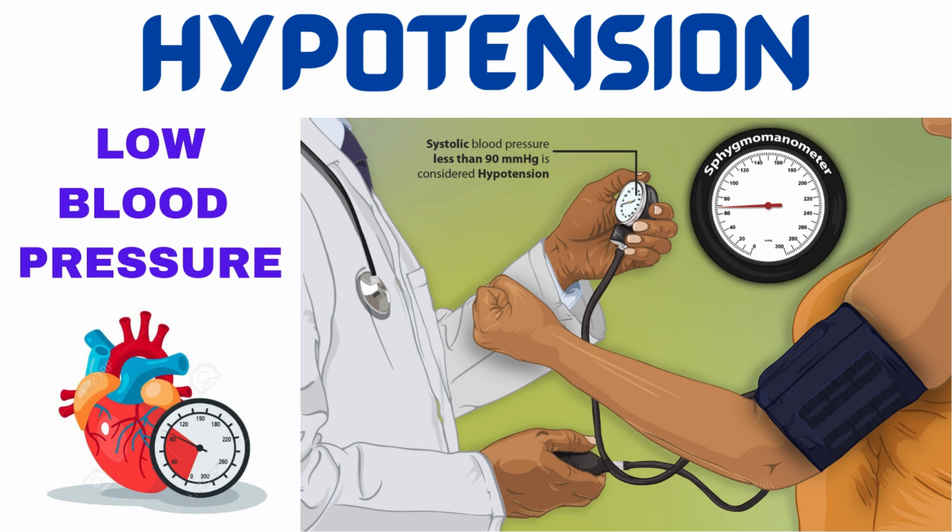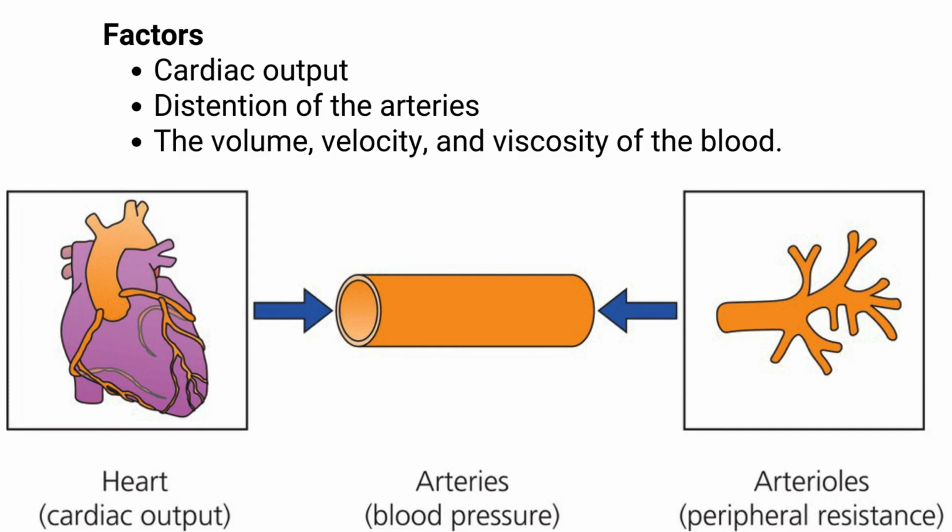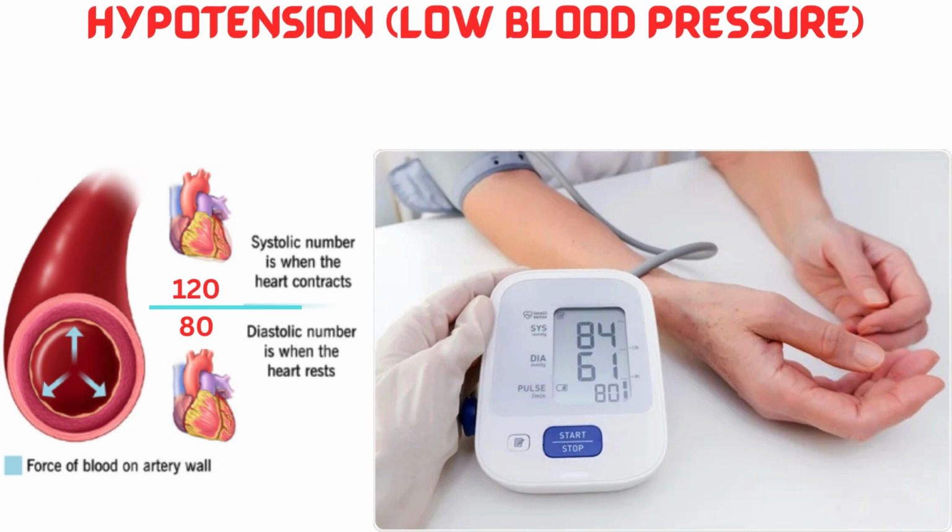In this video, we will cover hypotension or low blood pressure. Systemic arterial blood pressure is the pressure exerted on the walls of the arteries during ventricular systole and diastole. It is affected by factors such as cardiac output, distension of the arteries, and the volume, velocity, and viscosity of the blood. Measuring blood pressure involves two numbers.